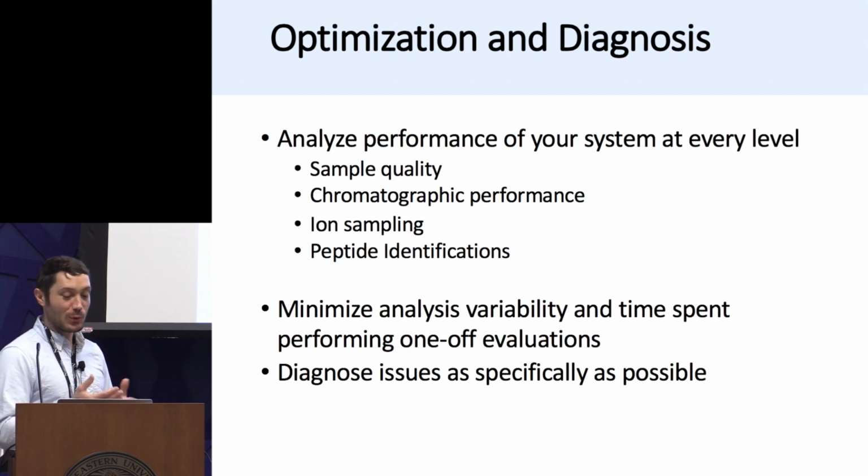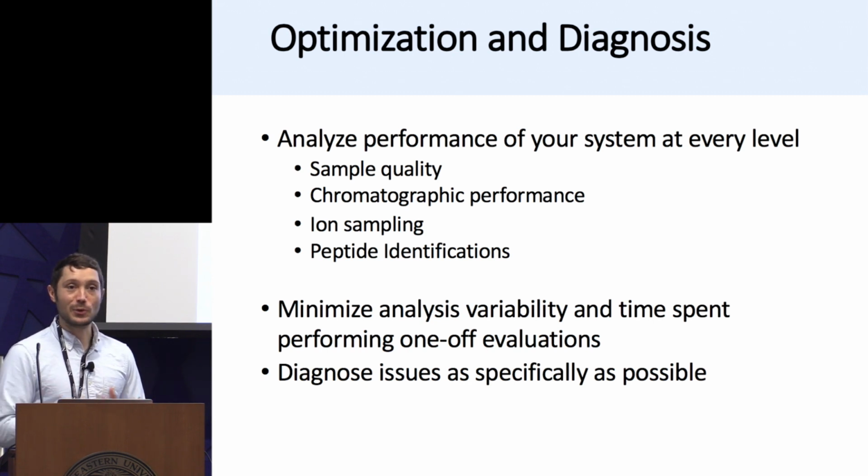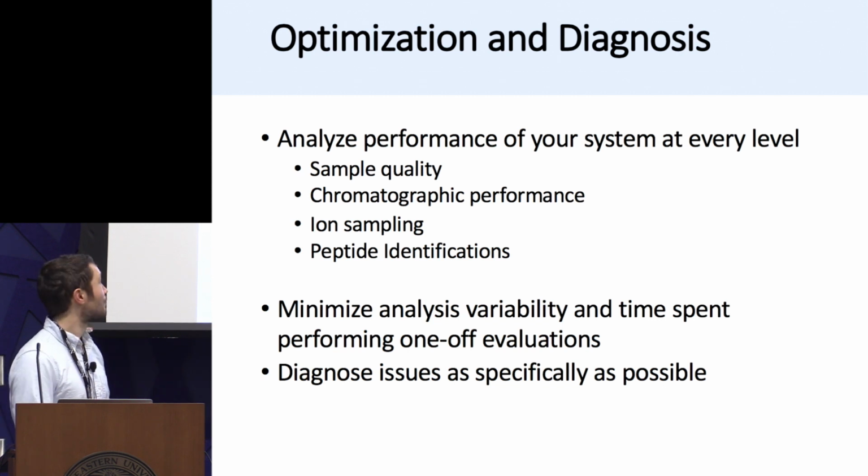Additionally, you'd want to minimize analysis variability and time spent performing one-off evaluations. This is particularly important if you're working as part of a team. Sometimes people have, through no fault of their own, different ideas about which metrics are the ones to compare. And you can have a little bit of variability in your analysis just based off of the sheer number of metrics that are available to look at. So by making this reproducible, you can ensure that the variability you're seeing is due to the parameters you're choosing, not due to analysis.